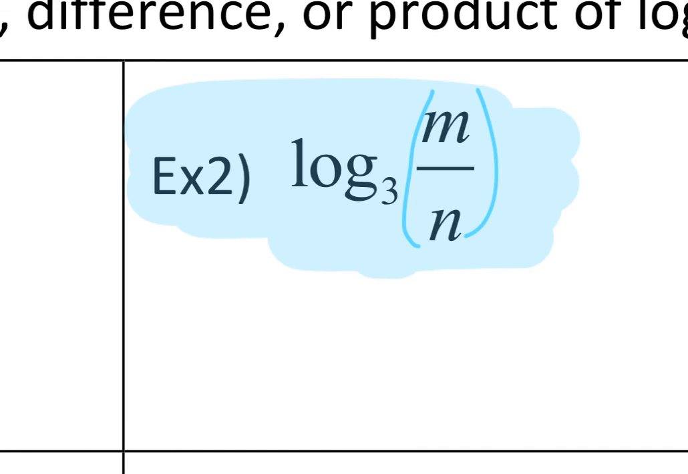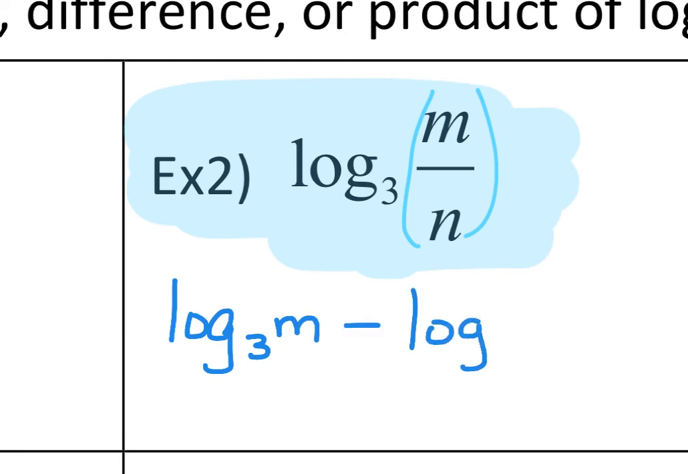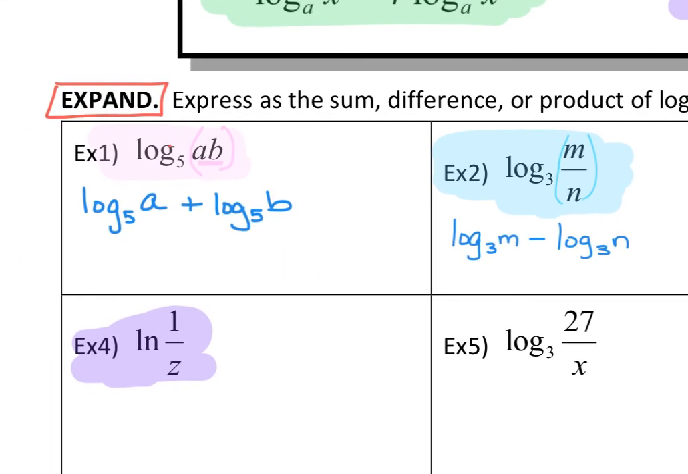And it's really very important, the order. It's the log of the numerator minus the log of the denominator. Keep the base of the log, so log base 3 of m, minus log base 3 of n. So compare example 1 and example 2.